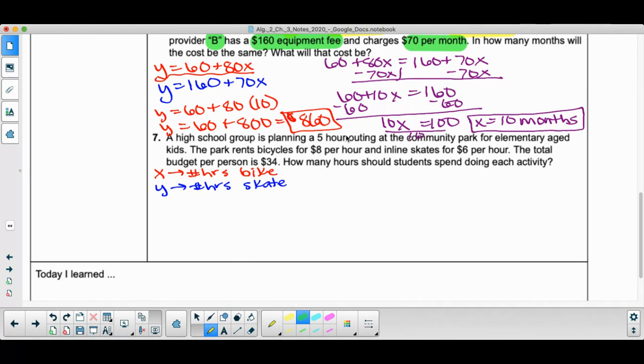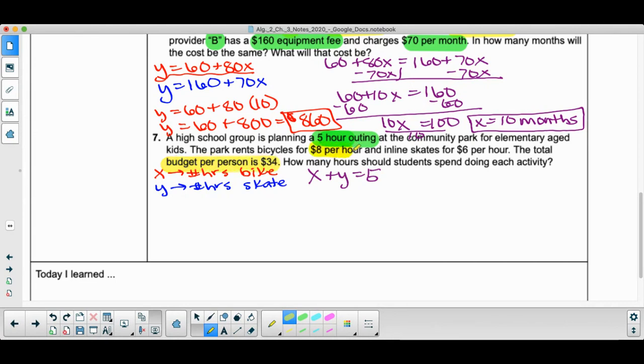So first, let's take a look at the number of hours we're going to be out. They're doing a 5-hour outing. So that means the number of hours biking and the number of hours skating can only add up to 5 hours. All right, that's good. So number of hours biking, x, plus number of hours skating, y, has to equal 5. No more, no less. All right, now we have a cost. The budget is $34 per person.